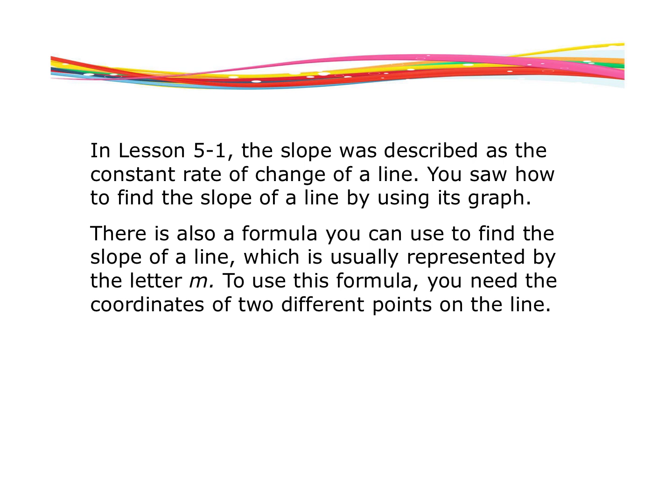So as you guys saw before in lesson 5.1, the slope was described as a constant rate of change of a line. And we saw how to find the slope of a line by using its graph. So there's also a formula you can use to find the slope of a line, which is usually represented by the letter M, just like I mentioned before. And to use this formula, you need the coordinates of 2 different points on the line. So the formula looks like this. M equals y2 minus y1 over x2 minus x1.